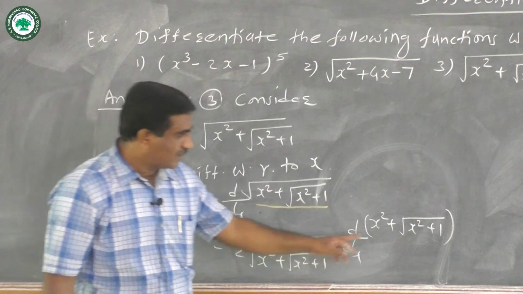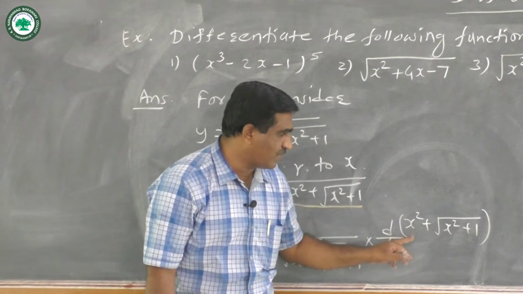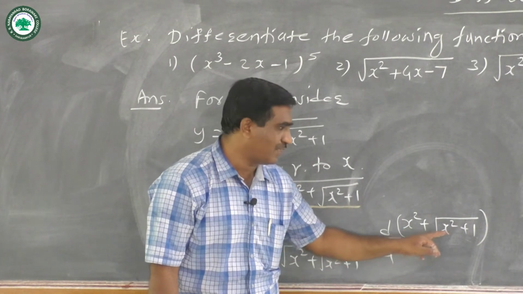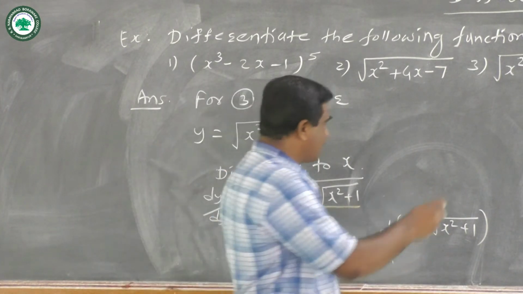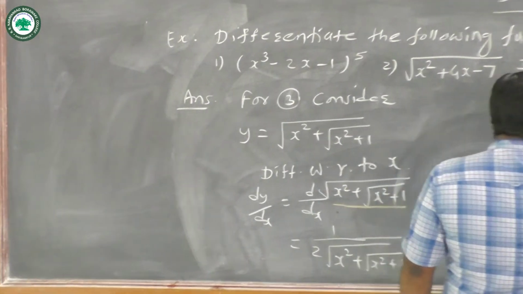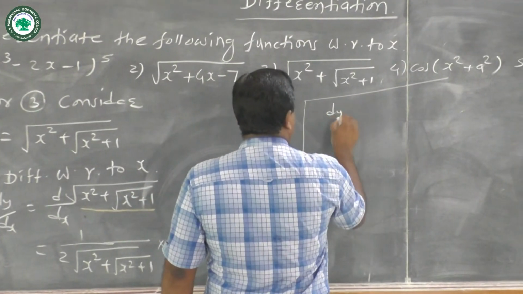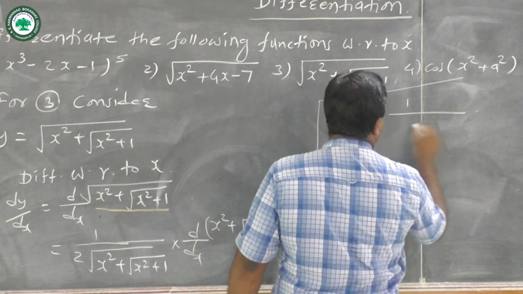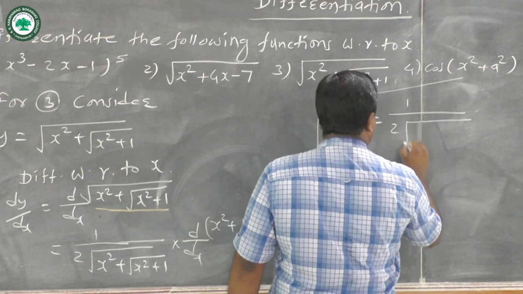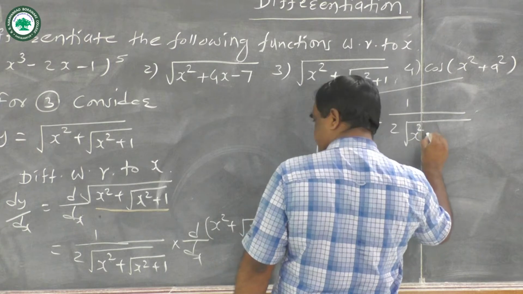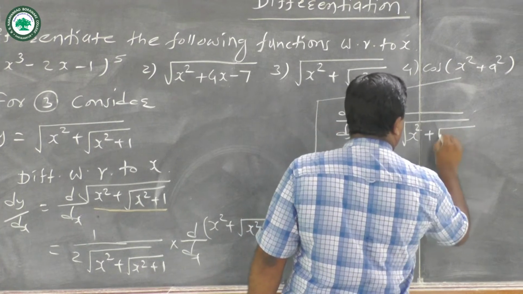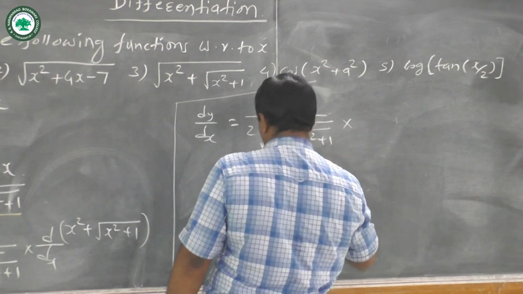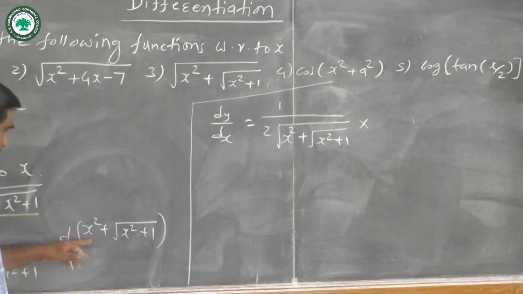Now here, this is the addition of two functions. Use the addition rule here. Take the derivative of x square separately, plus the derivative of this term. That is, dy by dx is equal to the first term as it is, 1 upon 2 into under root x square plus under root x square plus 1, into, we have to find the derivative of this function.